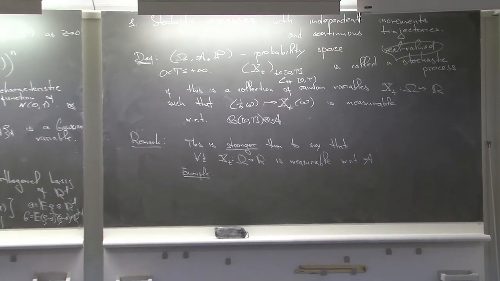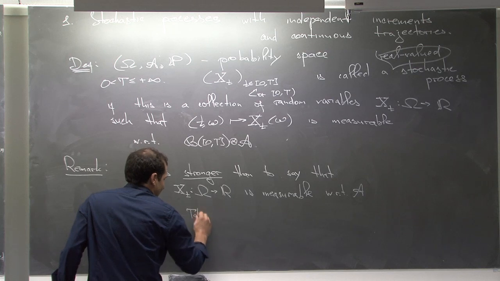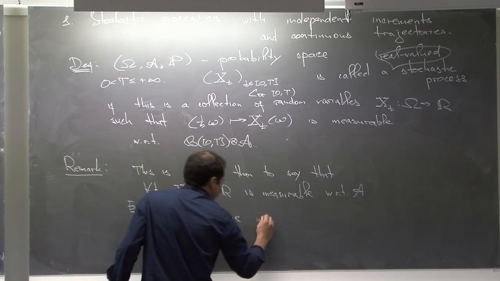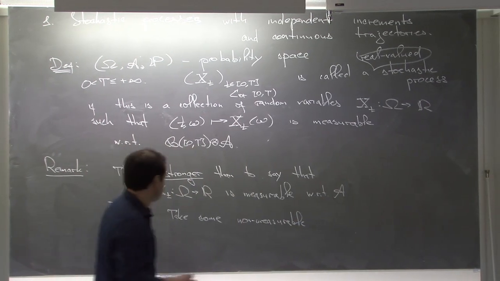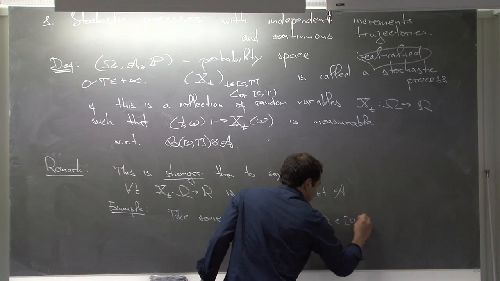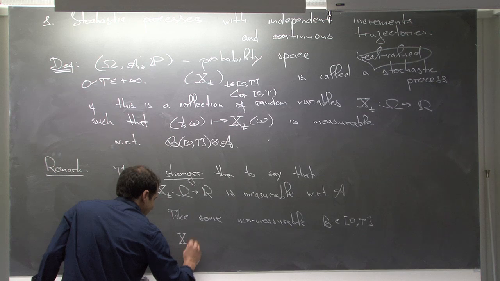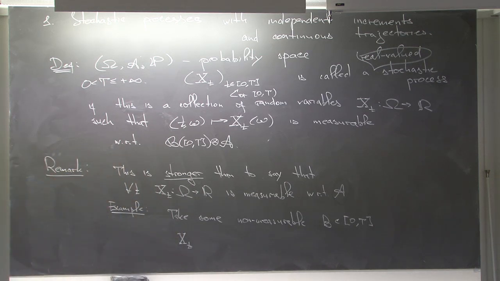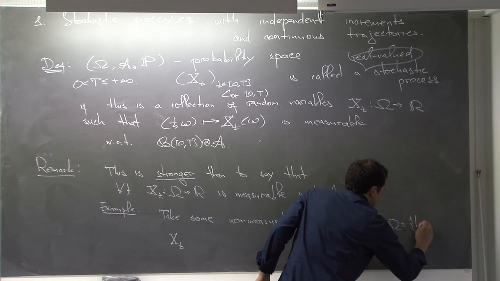In the construction of Lebesgue integrals, of any integral, there are some issues with this. So take some non-measurable set of times B, and the probability space is trivial. This is just a set of two points, basically the result of a coin flip, and omega is just heads, tails.